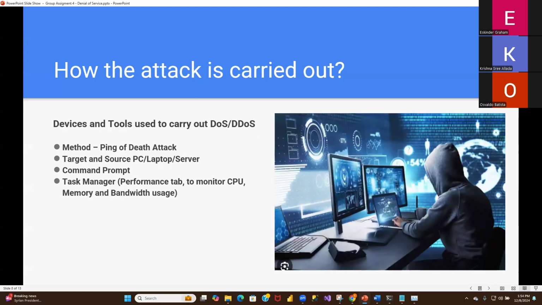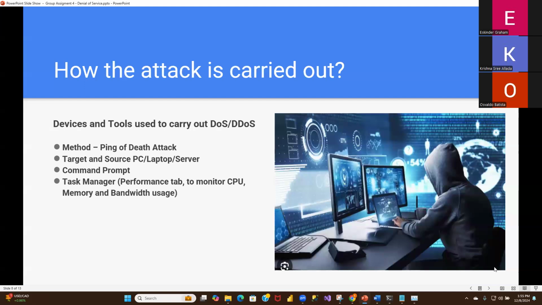Thank you so much, both of you. Well explained, and it's amazing how attackers attack through other devices. I'll be doing a quick demo of the ping of death attack, which is a denial of service. On the other hand, you have distributed denial of service as well, like Osvaldo mentioned. So I'll do a quick demo.